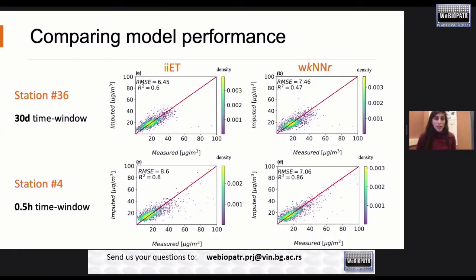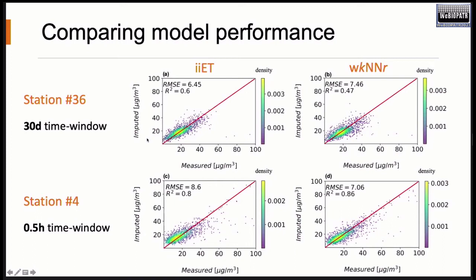So at first, I manually looked at each of my 59 stations and examined their performance, for example, using a scatter plot of measured versus imputed for each of the different time windows in each of the models. So here you can see a comparison between IIET and WKNNR for 2 AQM stations, number 36 and number 4, and for 2 lengths of missing period, of course, artificially missing period, 30 days and half hour. And soon it was clear when I looked at scatter plots like that and looked at the RMSE and R square that the performance of the WKNNR, my model, was better in short missing data windows, and the iterative imputation was better in longer time windows.